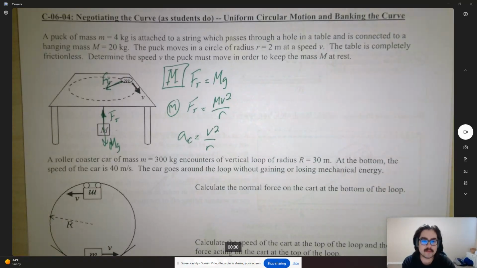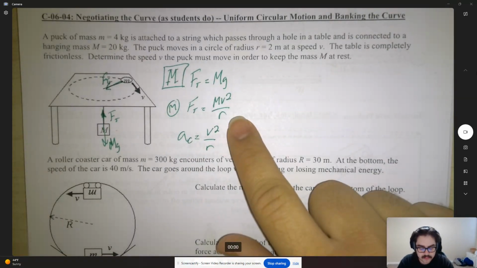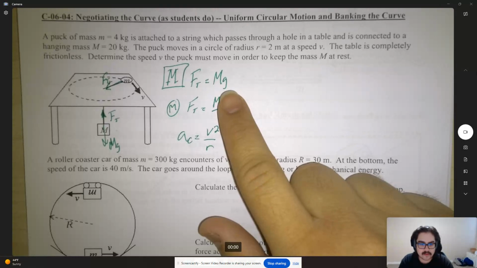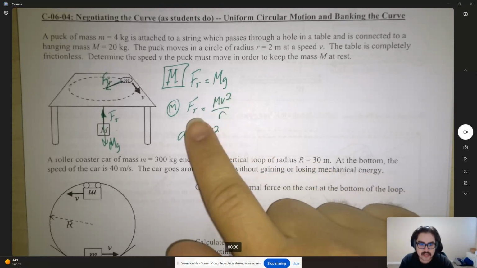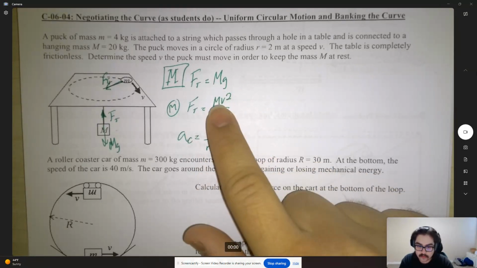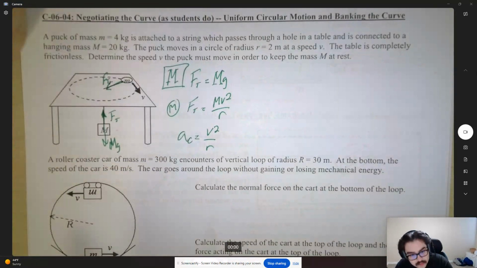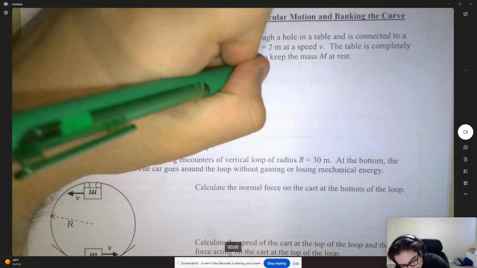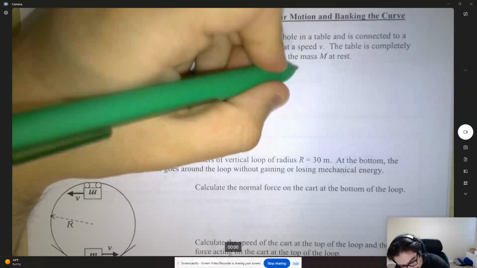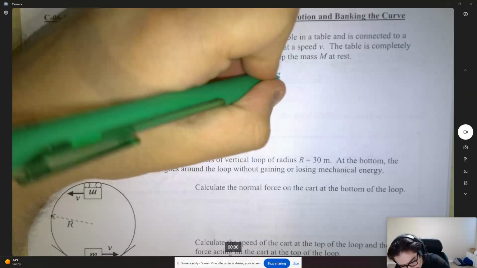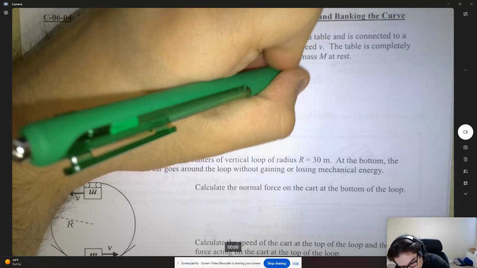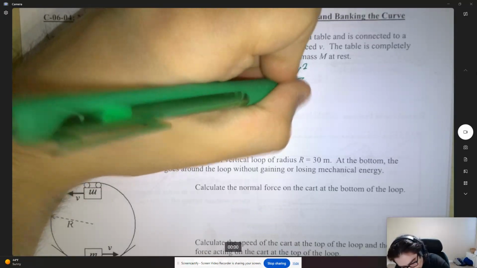Okay, so here's what I'm going to do. If tension force is equal to capital Mg and tension force is equal to little m v squared over r, then wait a minute, I should be able to set those two equal to each other. And guess what? I can. So Mg equals little m v squared over r.